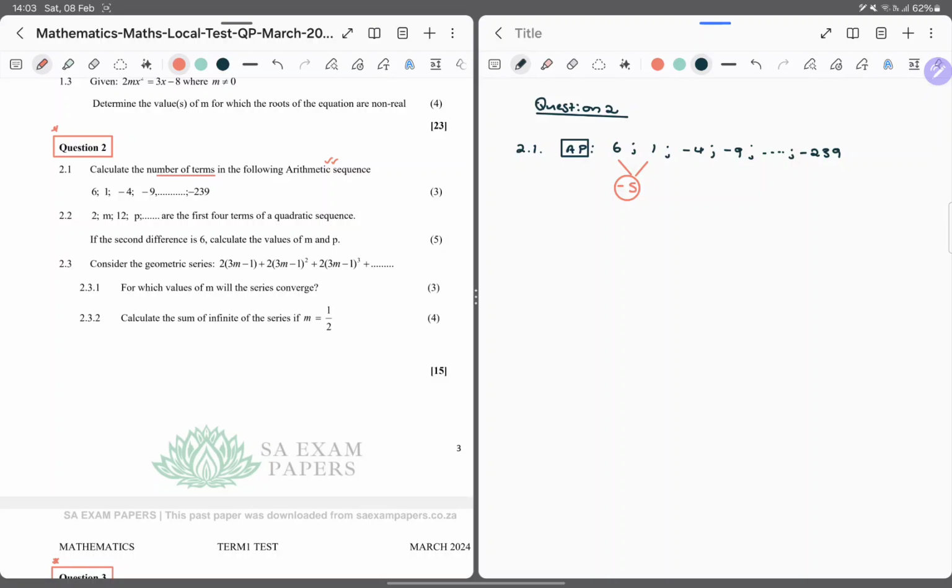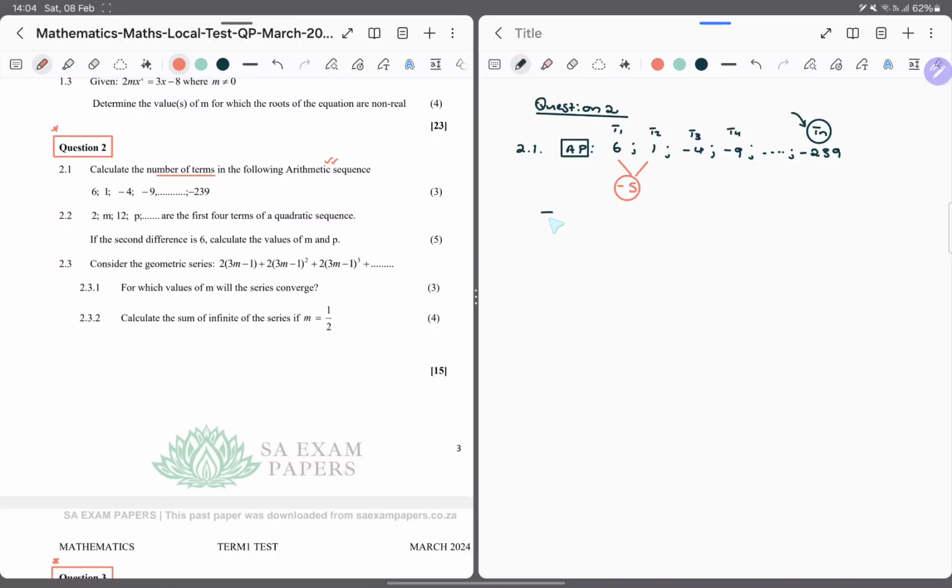So what are we doing? We want the number of terms. But remember, this is term 1, term 2, term 3, term 4. This is Tn because we don't know this. But knowing that this is from term 1, I don't know why I wrote Tn there. Since we know this is from term 1, finding the position of this term is essentially finding the total number of terms. So what do we know, guys?